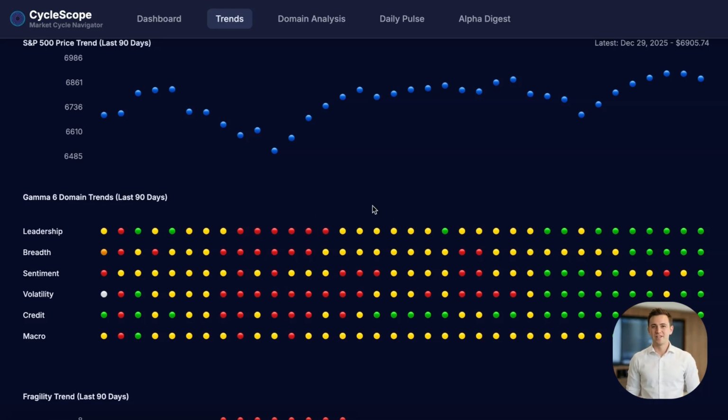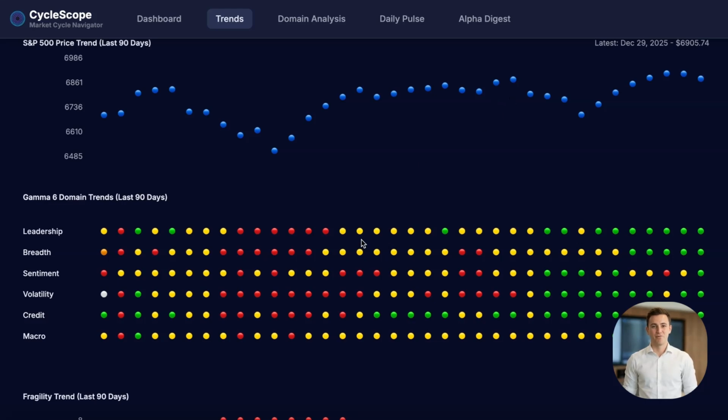There is good correlation between the shifting of the color patterns to the S&P price fluctuation. As more domains shift from green to yellow to red, it typically coincides with a S&P price correction. And as the domains shift from red to green, it's accompanied with positive S&P price action.